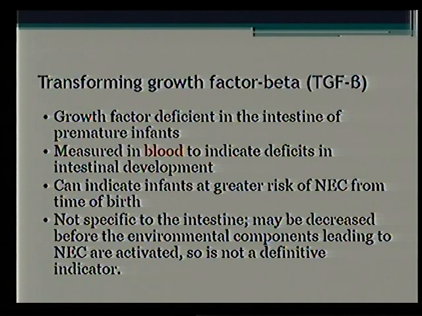And so next, this is again, as I discussed, transforming growth factor beta. This is a growth factor deficient in the intestine of premature infants, so measured in the blood to indicate deficits in the intestinal development. This can indicate infants at greater risk of NEC from the time of birth. That is, the lesser the concentration of TGF-beta, the more the chances of developing NEC. So again, it has some kind of therapeutic benefits.